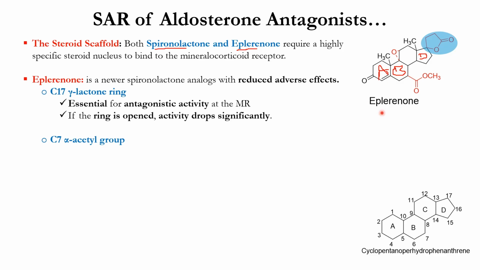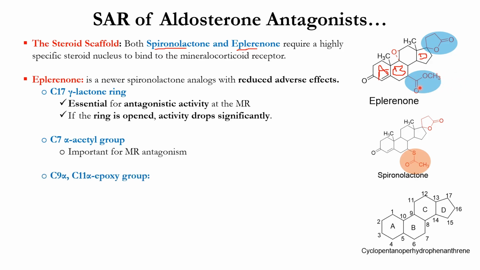The other is at carbon 7, where we have the alpha acetyl group. In the case of spironolactones, they contain alpha acetyl thiol, there is a sulfur group, but in the case of eplerenone, we don't have sulfur. Here we only have the alpha acetyl group. So this is also a very important moiety. Spironolactones contain sulfur, the alpha acetyl thiol, but here it is only the alpha acetyl group. This is important for mineralocorticoid receptor antagonism.